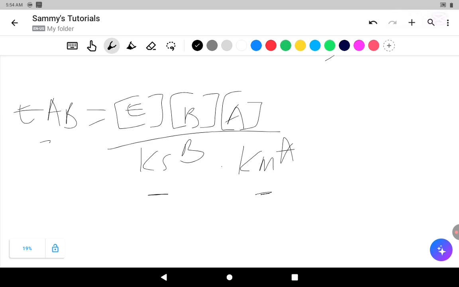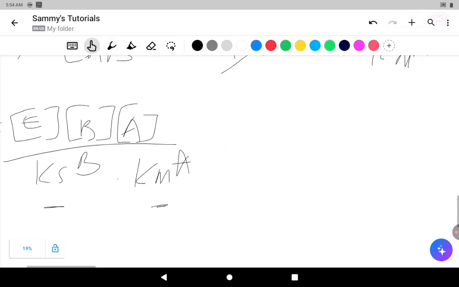Divide over here. Okay, divide over here. So that's what we'll do now. Simple. Say E is now equal to what? E is equal to K, first of all, E A B, alright?